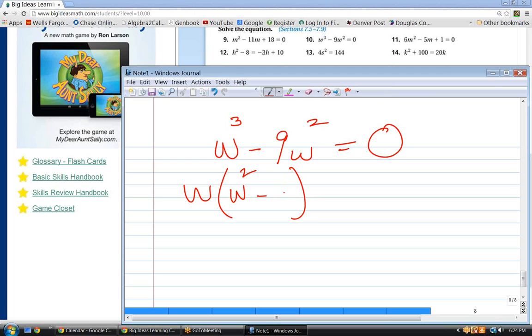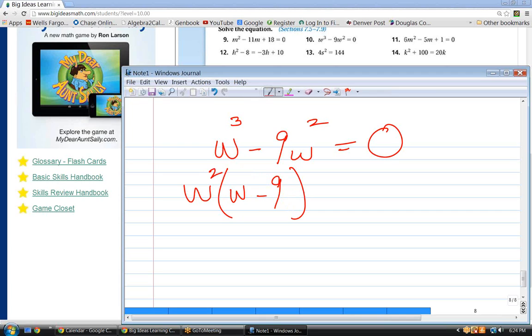9, is it just 9W? It is. What does that tell me? That tells me I didn't factor out the greatest common factor. I factored out a factor, W was a factor, but it wasn't the biggest one because I still got another W I could take out of there. So let's go back and take a W squared out.